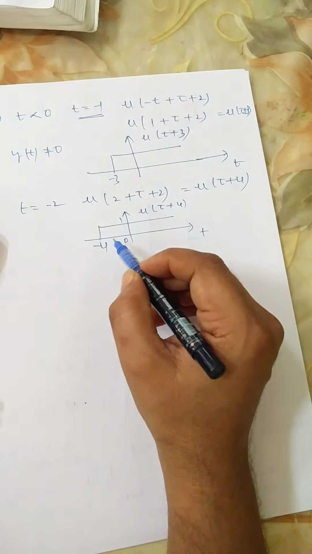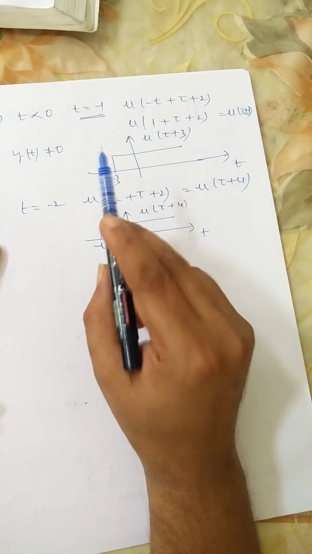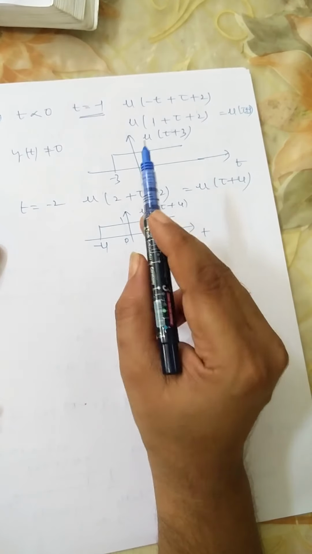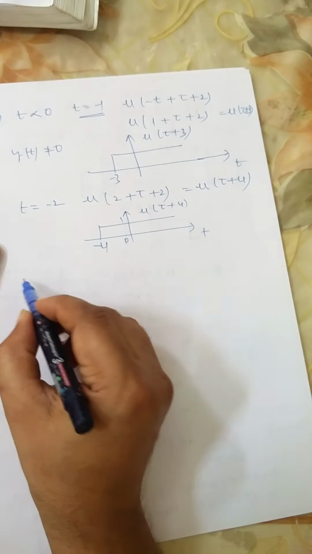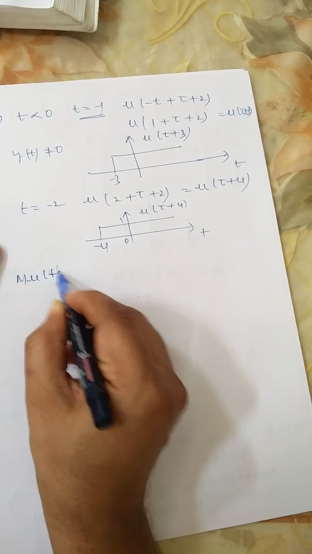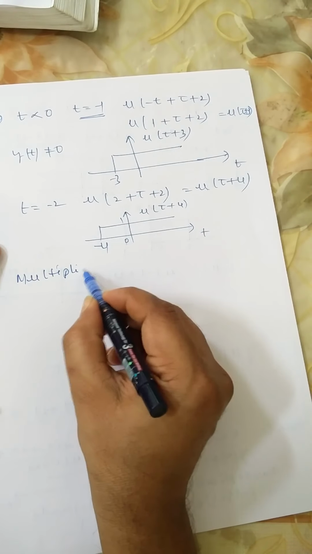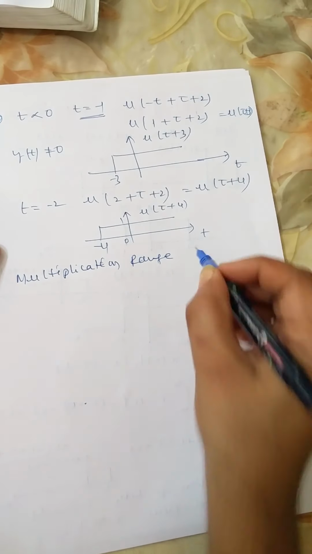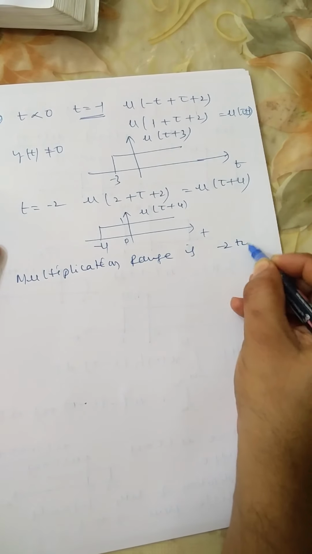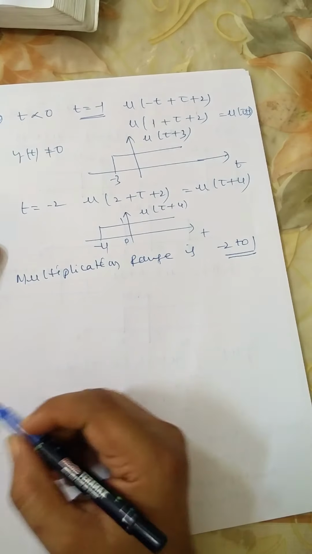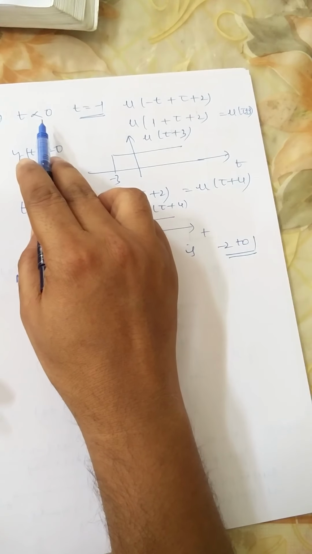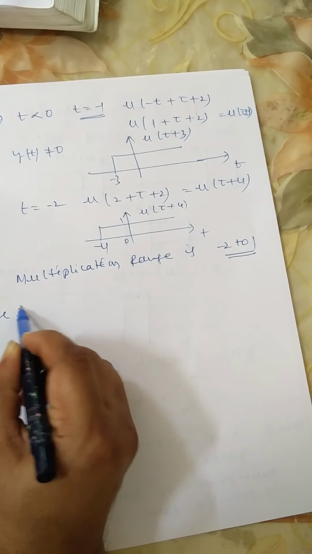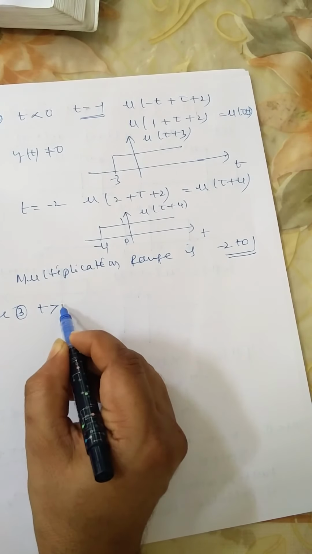Then also multiplication is possible, but first signal range is only from -2 to +1. Complete signal is multiplied with the first signal, and the multiplication range is -2 to +1 when t is less than or equal to 0. Now let us take case number 3, when t is greater than 0.